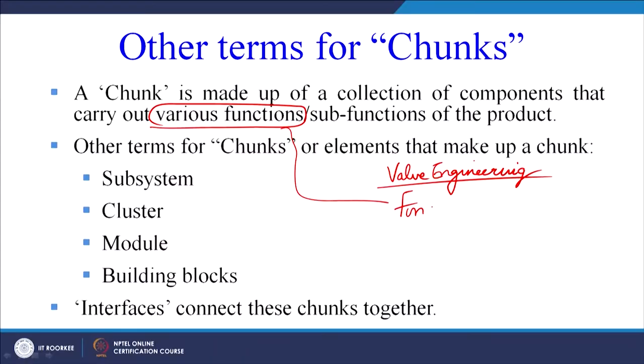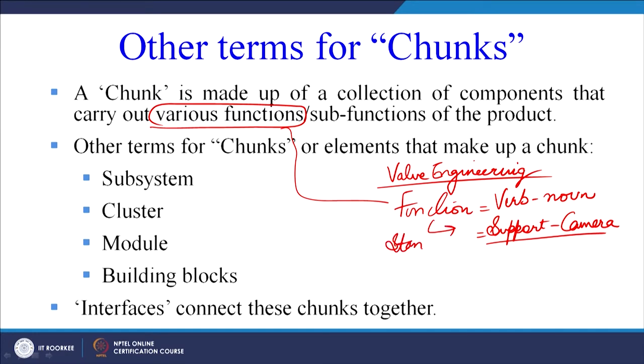For example, if we again take the example of the video recording camera, the function of the stand is to support the camera. In value engineering, normally we give the function by a verb and a noun definition. For example, in this case, the verb can be support, and the noun can be camera. So, the function of the stand is support the camera. Similarly, for different parts or different modules or different chunks, we can write the functional definition of each and every chunk that is being combined together to make the product.